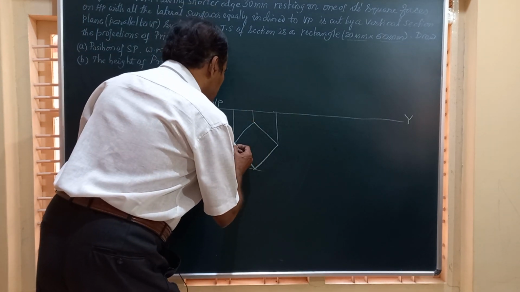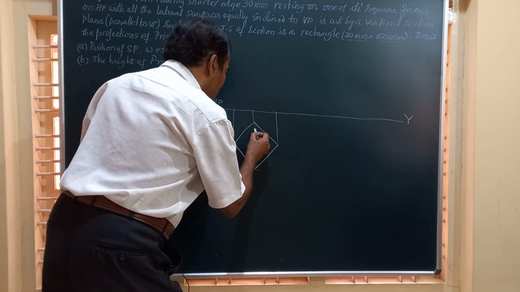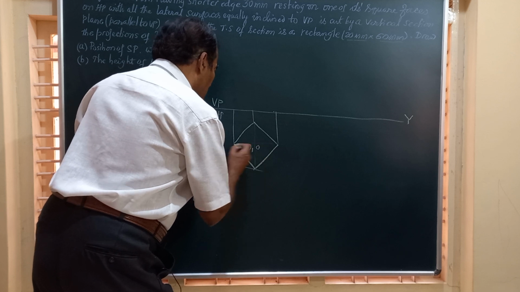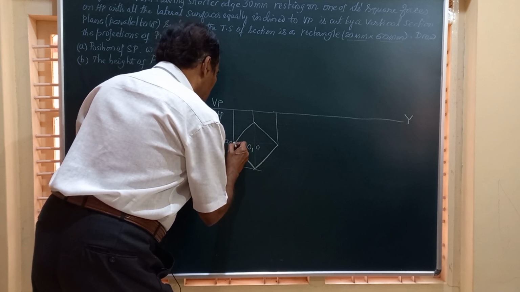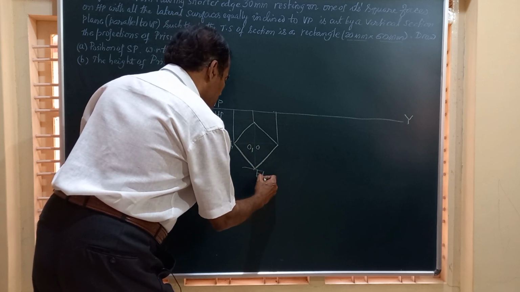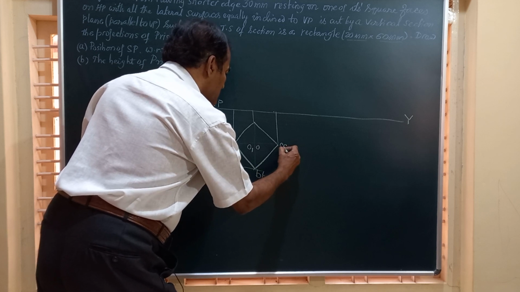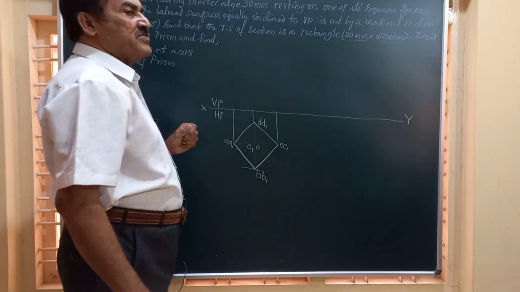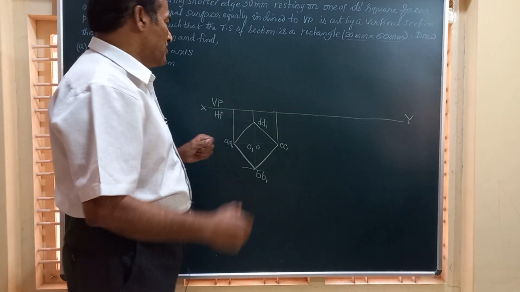Friends, it is a prism. I will mark the center of this as O, O1, and I will mark the corners as AA1, BB1, CC1, DD1, because it is a prism. For prisms and cylinders, you will have to have double marking.